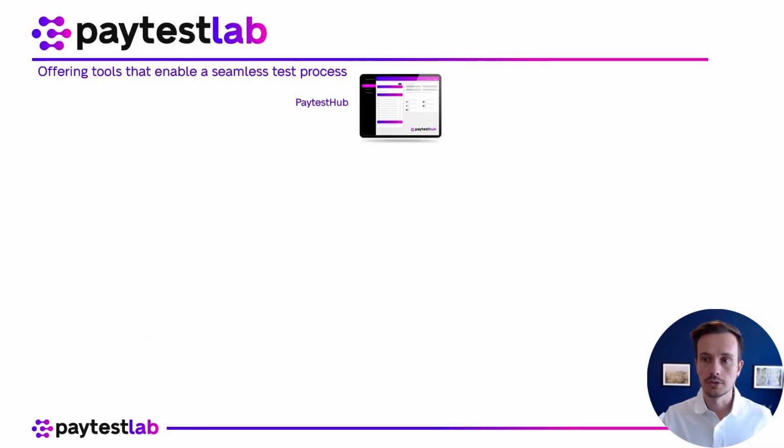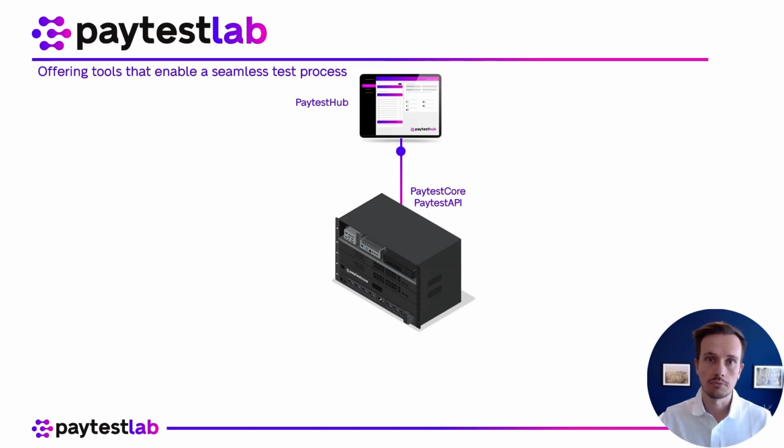So how does a typical solution of PaytestLab look like? Each solution includes Paytest Hub. That's our test framework. It's hosted in the cloud, and that gives you access to your hardware from wherever you are. From Paytest Hub, we communicate to the Paytest API, which has to be installed locally on a computer.